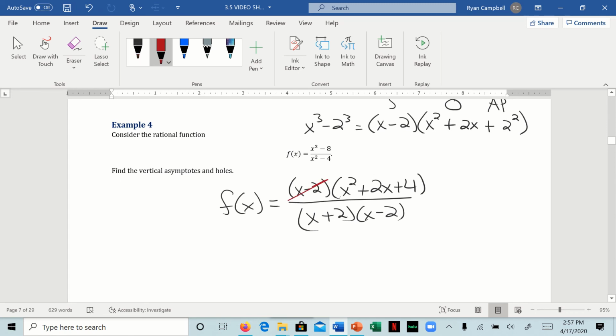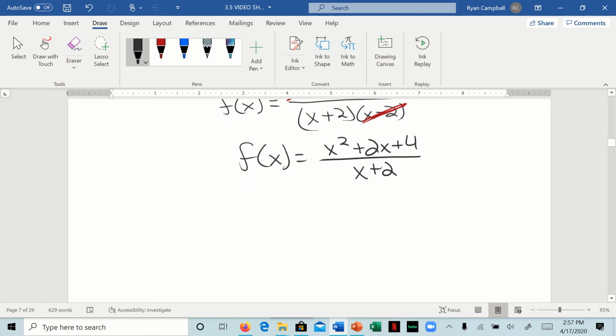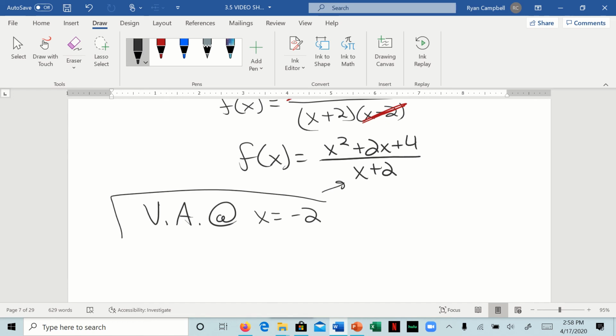So notice that we can cancel out x minus 2 on the top and the bottom. So our simplified equation is x squared plus 2x plus 4 over x plus 2. So vertical asymptote is going to be where x can still turn that into 0. And so we see that that's just going to be -2. X equals -2. Good, yeah, it's not just -2, right? -2 is a number. It's x equals -2. It's that line.